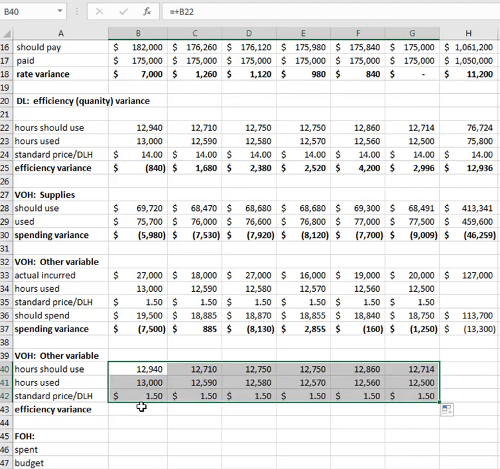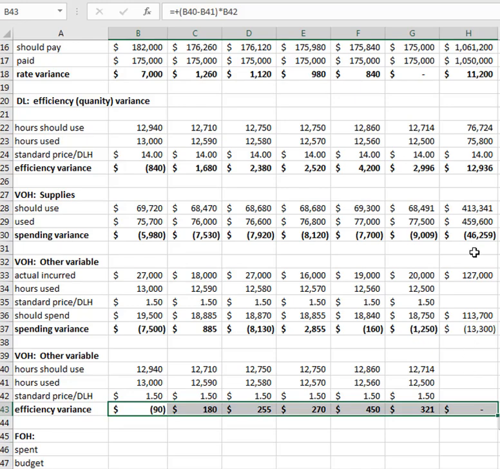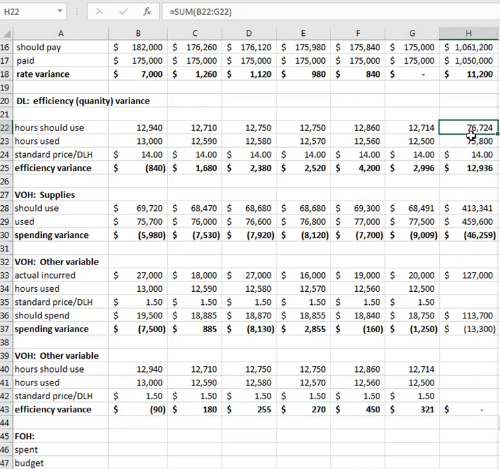All right, and then the efficiency variance will be the hours we should use minus the hours we did use times that rate. And let's get the brackets in there so the math will be done in the order of operations that we desire. And then let's get the 6-month summary.